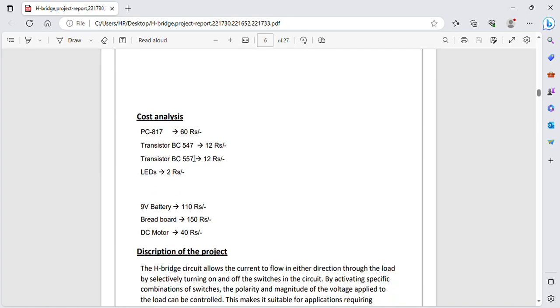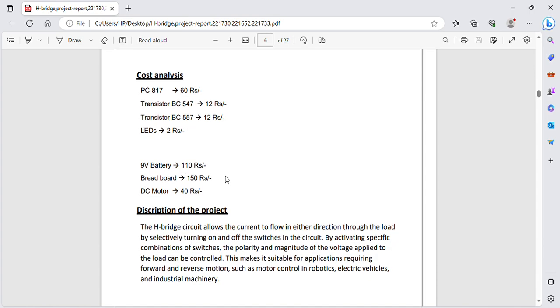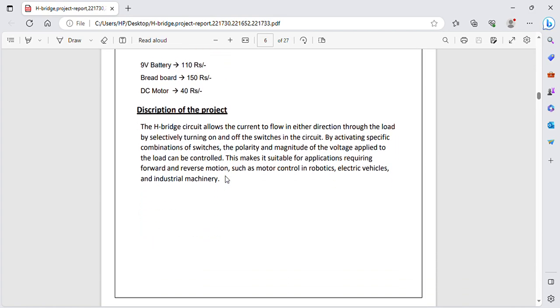Here is the cost analysis of the whole project. It costs about 1000 for each PCB.